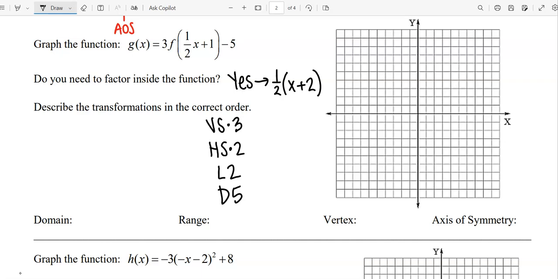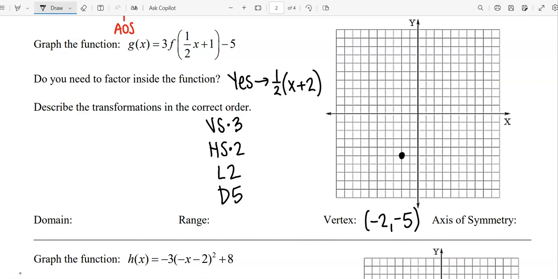So I'll start with 0, 0. If my original vertex was 0, 0 for my parent function, when I transform it, that's going to get me my new vertex. So that's the important part. 0, 0 is not going to be vertically stretched. It's not going to be horizontally stretched because both values are 0. I am going to move it to the left 2 and down 5. Okay. And my new vertex would be -2, -5.